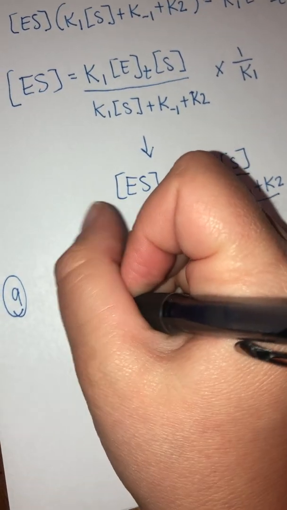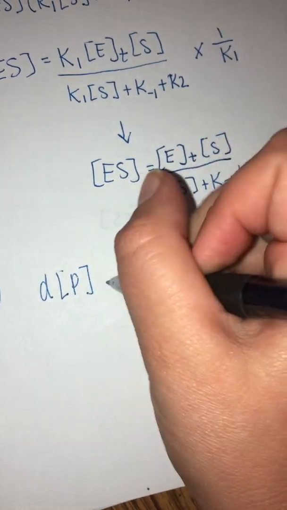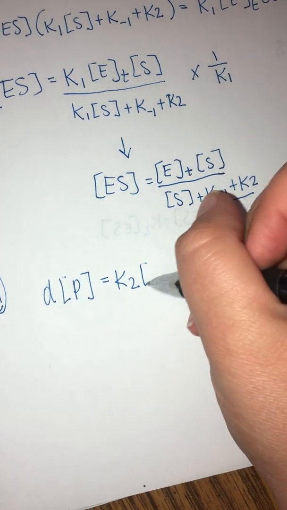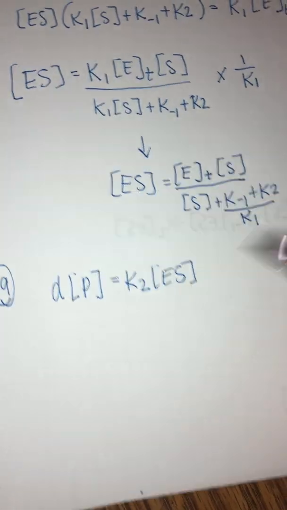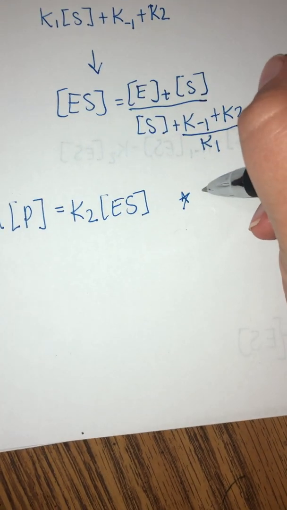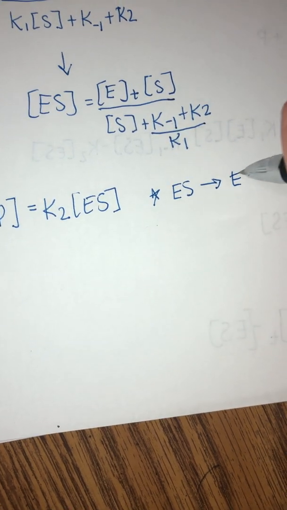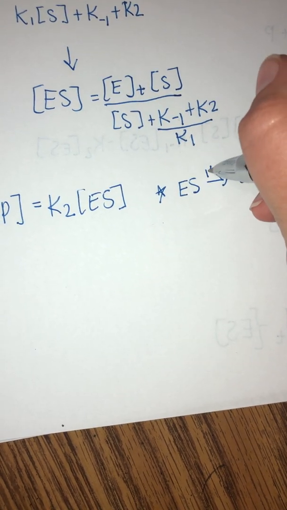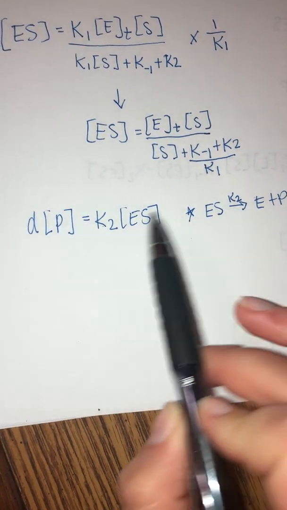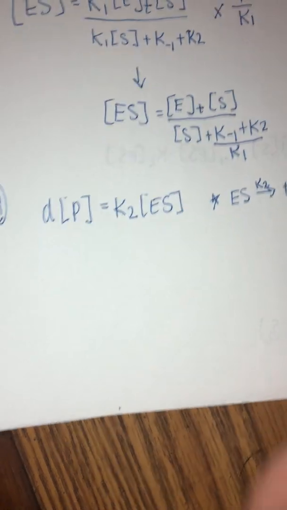we have the instantaneous rate of change for the product is equal to K2 times ES. So we got this because, just a little reminder here, that second equation was ES yields E plus P, and this was K2. So we have the K2 there, and then we just always times the K2 by the reactants, and in this case, ES was the reactant there.